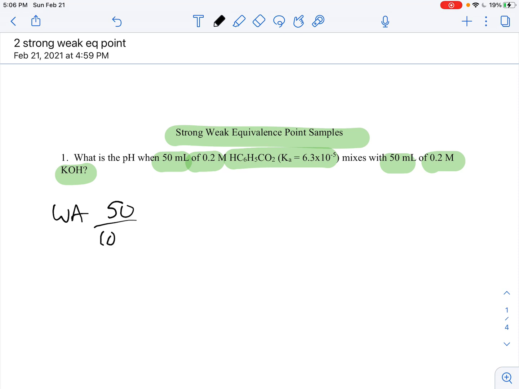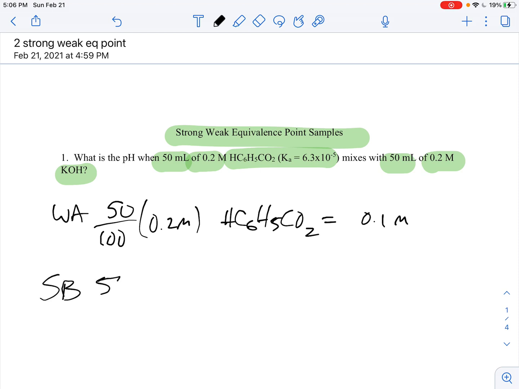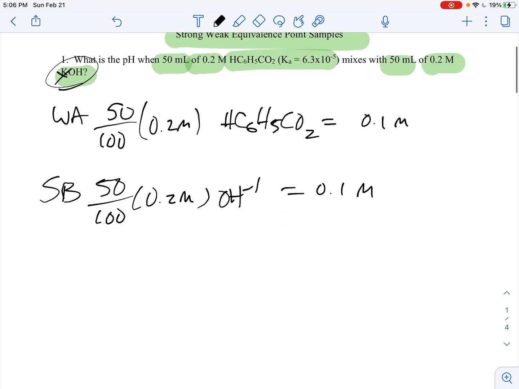So we are going to start here with our weak acid. It's going to be 50 100ths of 0.2 molarity of, I think this is benzoic acid, HC6H5CO2, which again is going to then be a 0.1 molarity after it's all said and done. And then you got a strong base situation that's going to be 50 100ths of 0.2 molarity of the OH negative, because again, we're just going to get rid of the potassium because it's a spectator ion. So that's going to be 0.1 molarity as well.